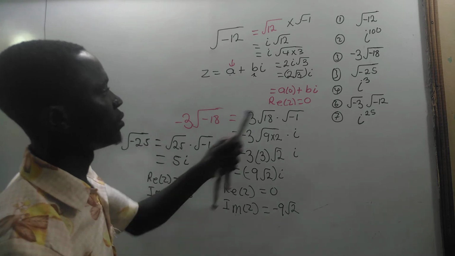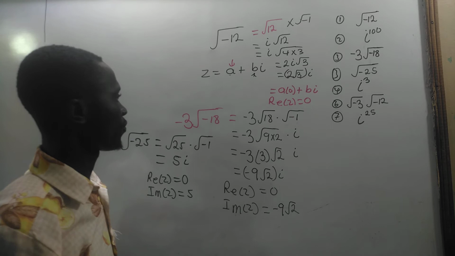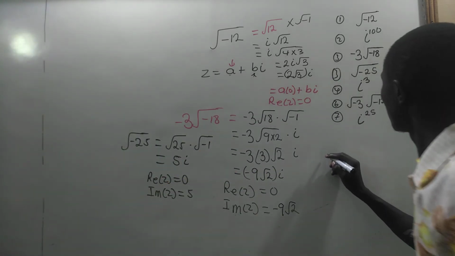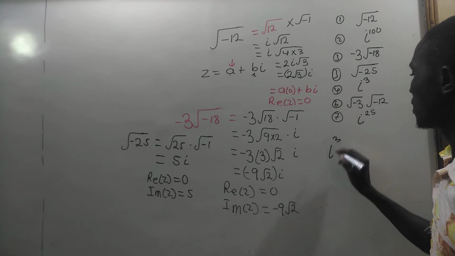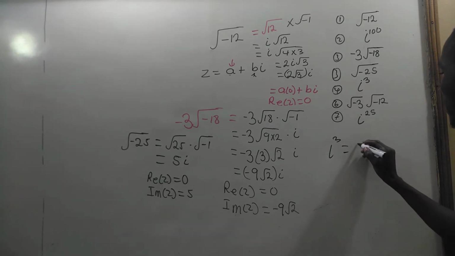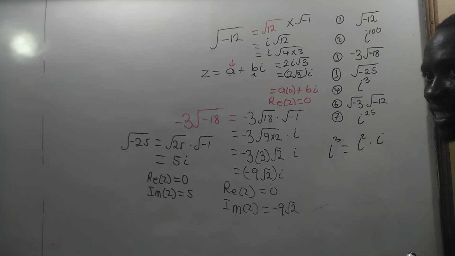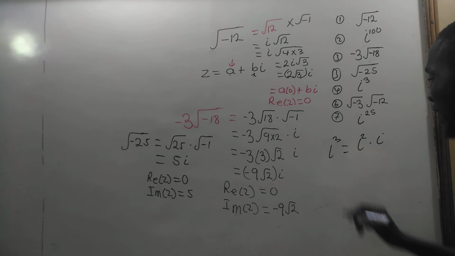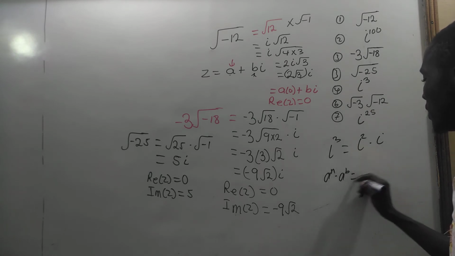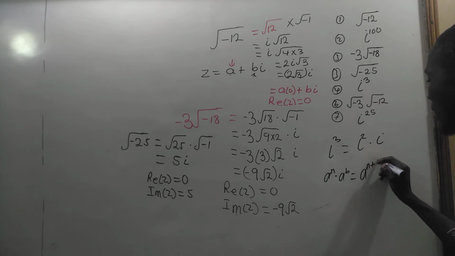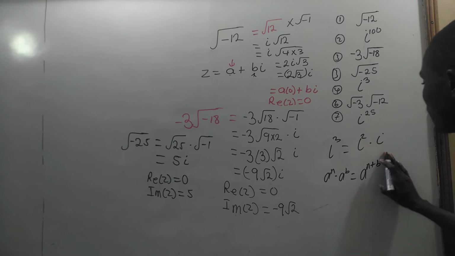Now, number 4. If we consider number 4, we have i to the power 3, and then i to the power 3 is the same as i squared times i. Because we know from the basic law of exponents or indices that a to the power m times a to the power n is equal to a to the power m plus n. So here if we add 2 to 1, we get the 3 that we have here.